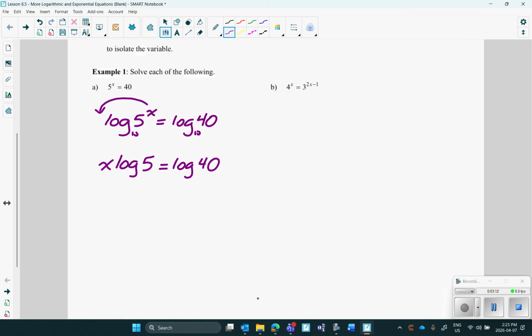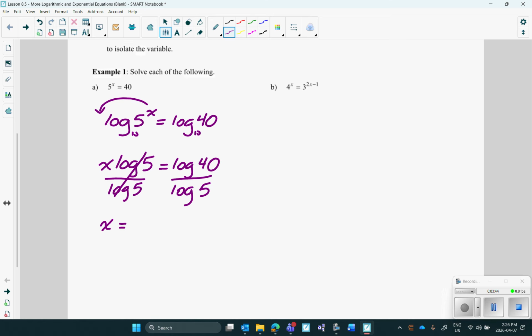Remember, we're solving an equation here. We're trying to get x by itself. So x times log 5, how do I get rid of the times log 5? Divide by log 5. So now you have to use your calculator. And let's go 3 decimal places, because that's usually what we're asked for.